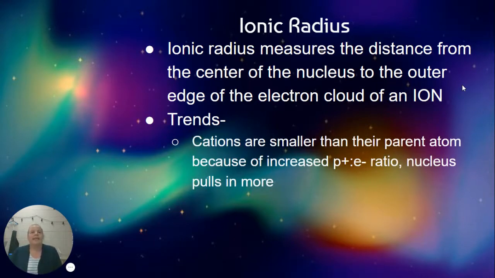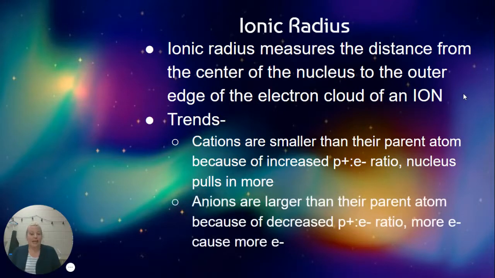Cations, which, if you remember, are the positive ions, are smaller than their parent atoms, and that is because of an increased proton to electron ratio. The nucleus pulls in more, and we'll get into that in a little bit more in just a second. Anions are larger than their parent atoms, so if we're talking about F to F minus, it's because of a decreased proton to electron ratio, and more electrons cause more electron repulsions.